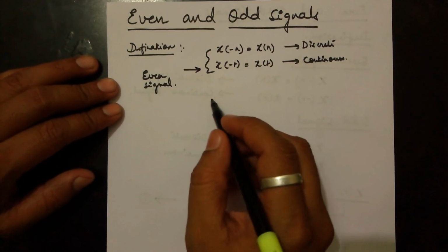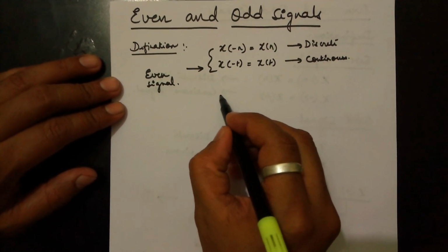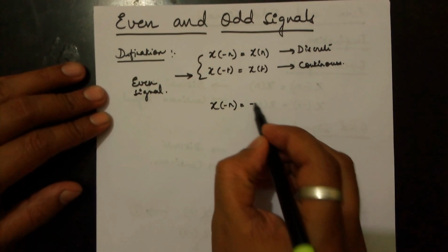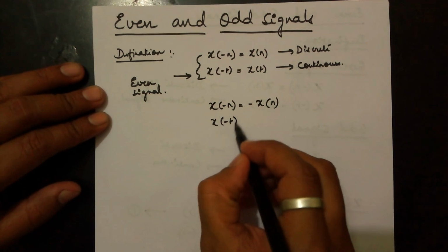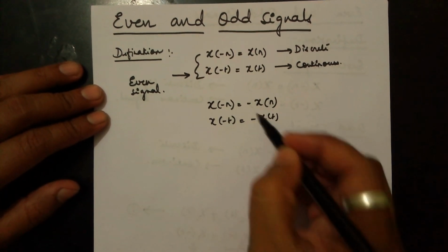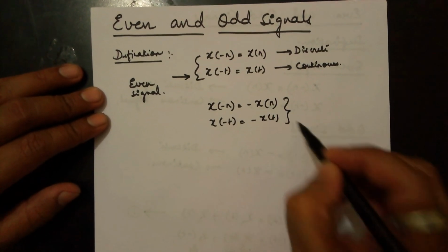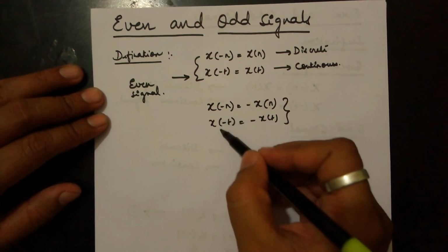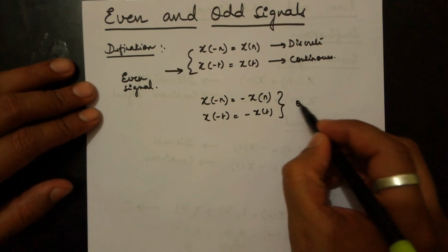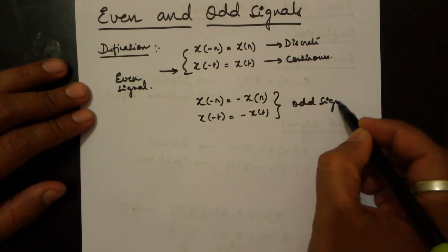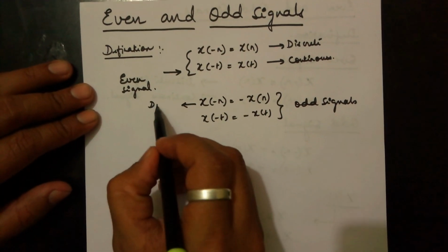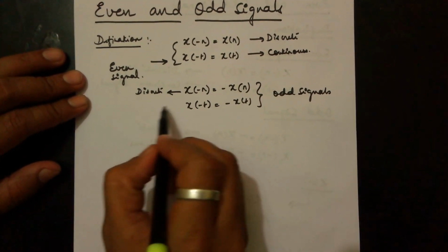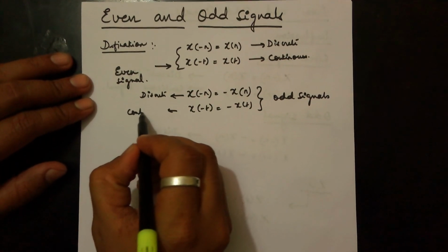Now, on the contrary, if x of minus n is equal to minus x of n and x of minus t is equal to minus x of t, then if the signals satisfy these conditions, those signals are called odd signals. And I presume that you know this. This is for a discrete signal, this is for a continuous time signal.